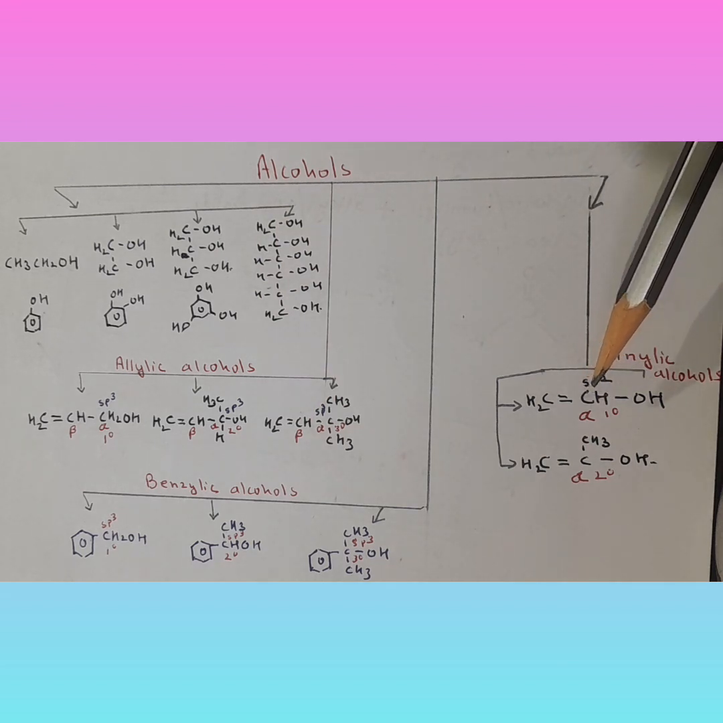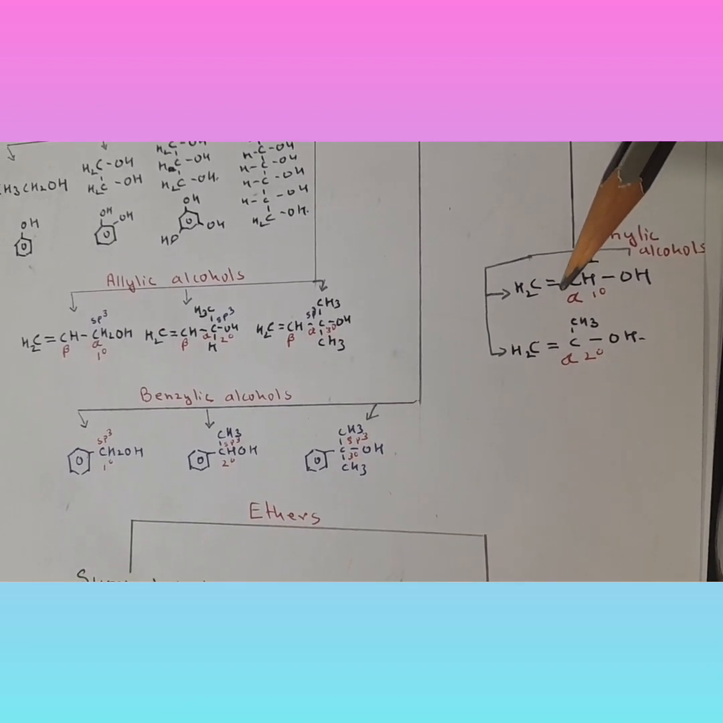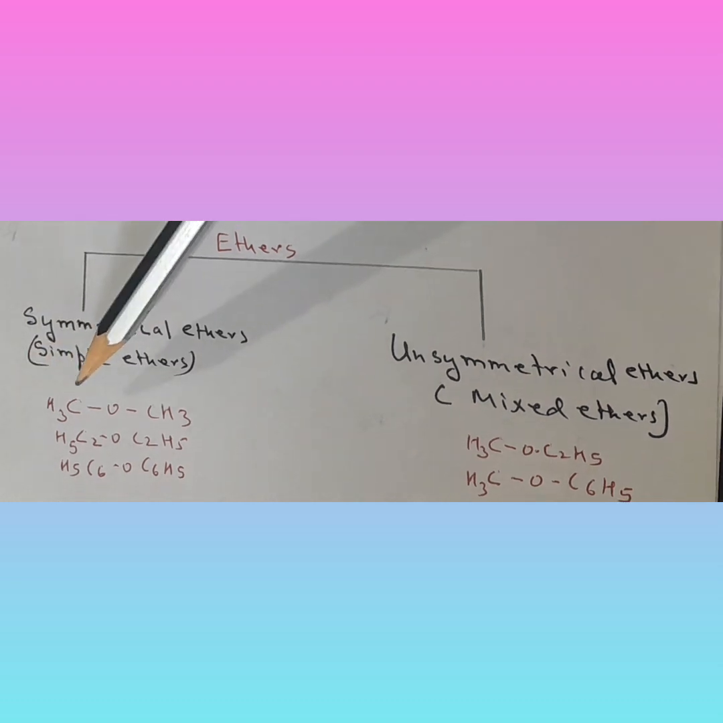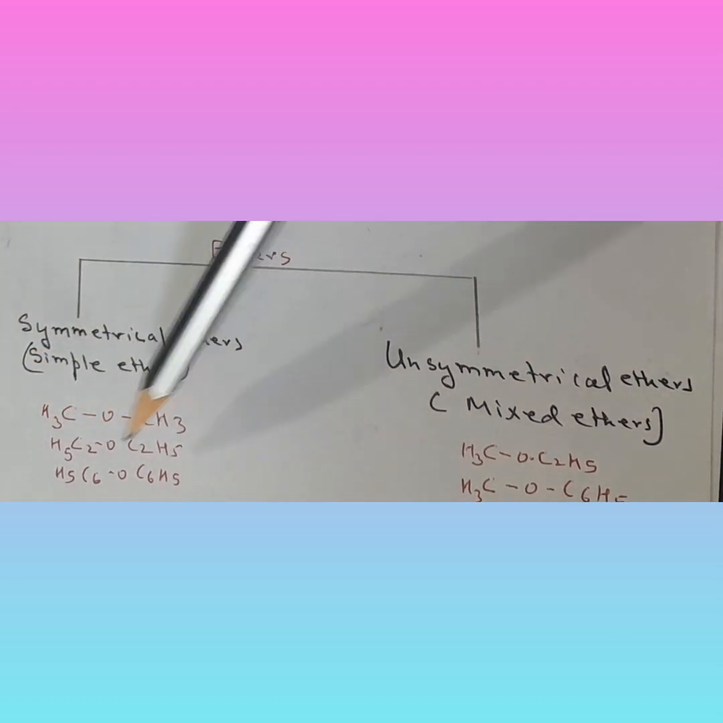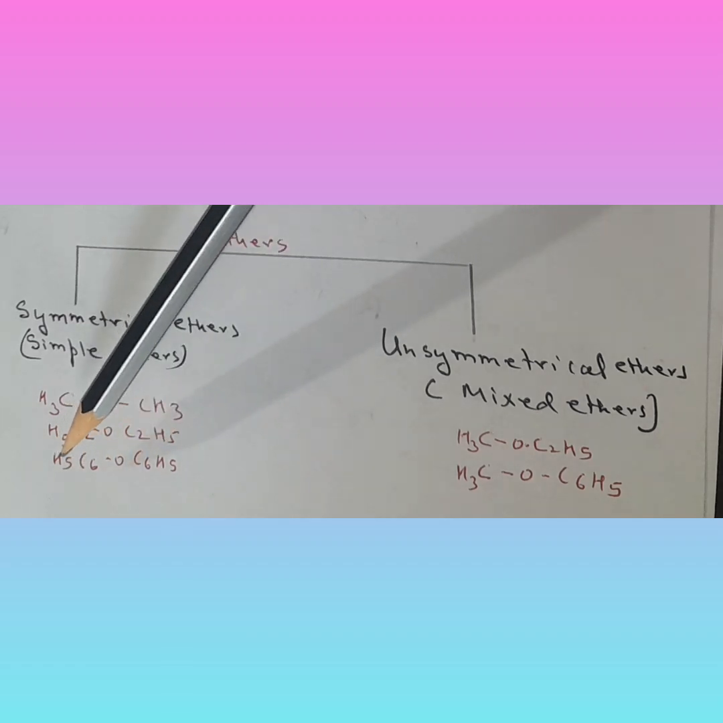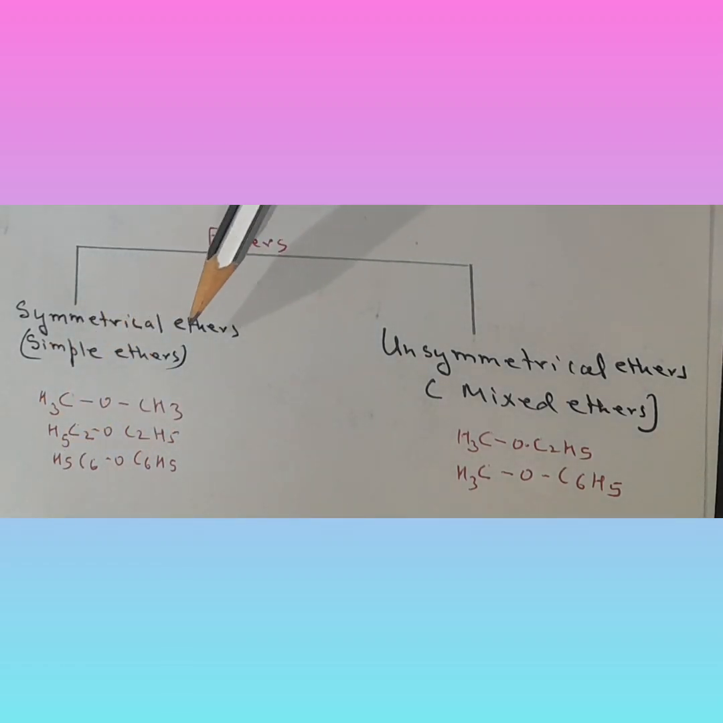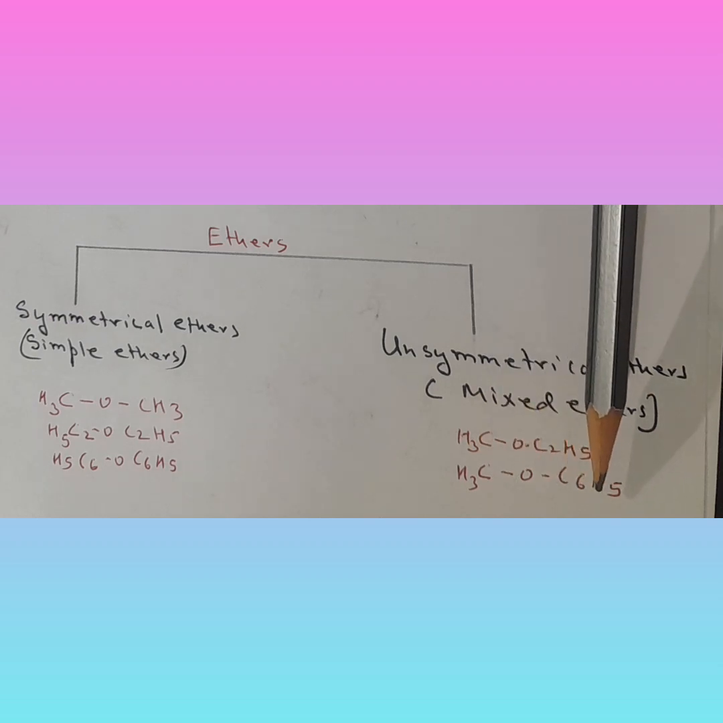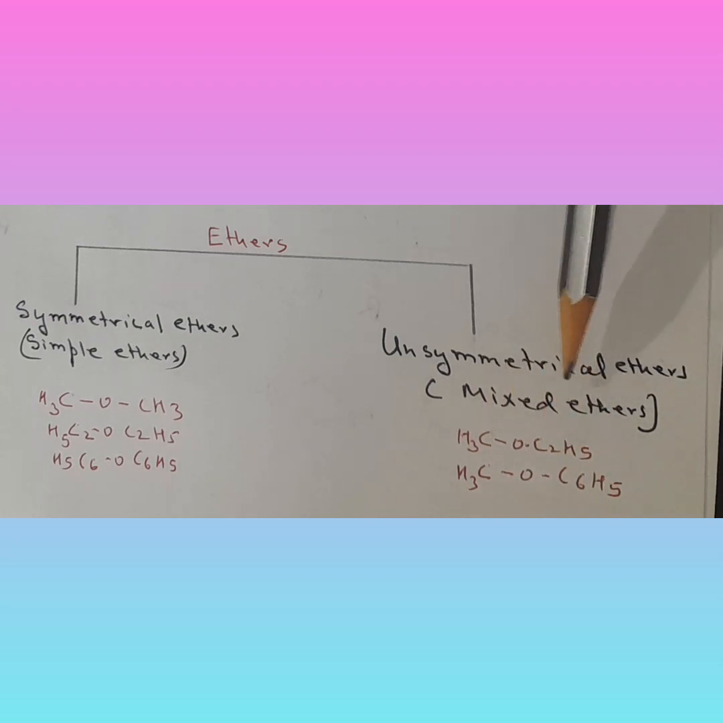Now since we are doing alcohol, let us also check out a bit of ethers. When we check out ethers, we have 2 types: symmetrical ethers and unsymmetrical ethers. In symmetrical ethers, we call it a simple ether when both the groups attached are the same: methyl, methyl; ethyl, ethyl; aryl, aryl. In unsymmetrical ethers, we have two different groups attached: methyl, ethyl; methyl and aryl. When two different groups are attached, we call it a mixed ether. That's about the information on alcohols and ethers.